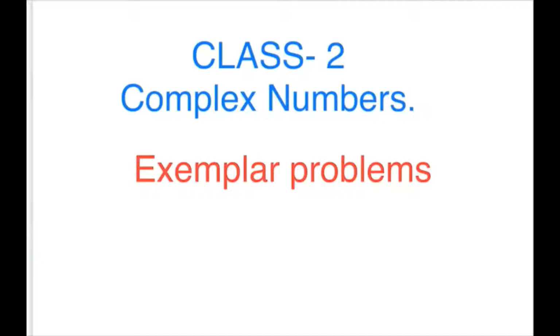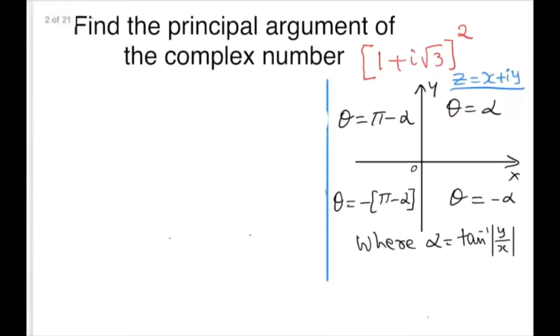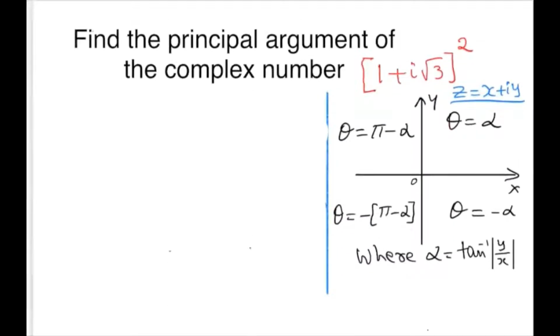Hello and welcome everyone. In this class, we shall solve exemplar problems. First one, find the principal argument of the complex number (1 + i√3)². The argument of the complex number z = x + iy is given by this table. Theta is the argument of z, where alpha is tan inverse of modulus of y by x.